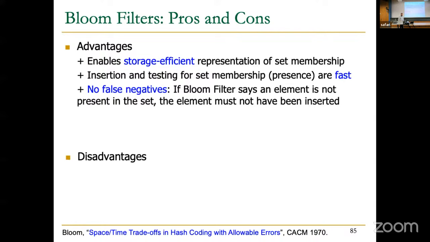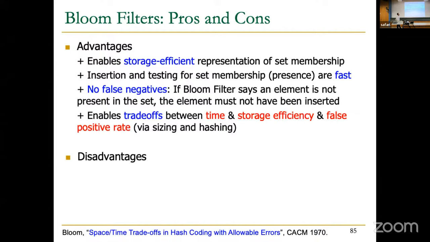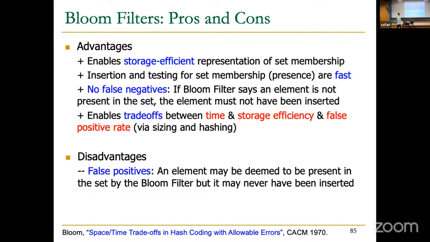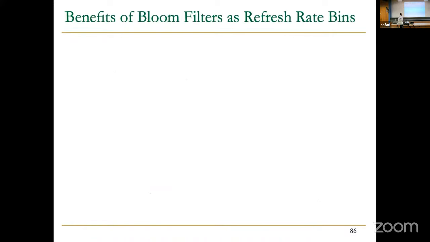And it enables some trade-offs between time, storage efficiency, and false positive rate. And also the disadvantage is the false positive, right? So if your Bloom filter is not large enough, there can be a lot of aliasing and you can misidentify a lot of elements as the member of a set. Okay, it's not the right data structure when you cannot tolerate false positives.